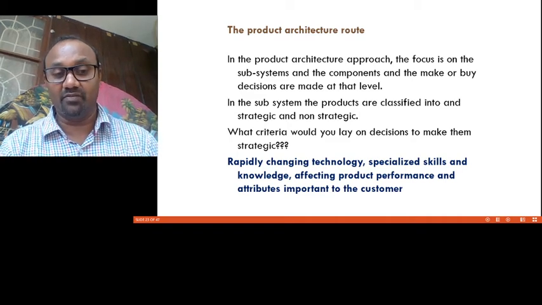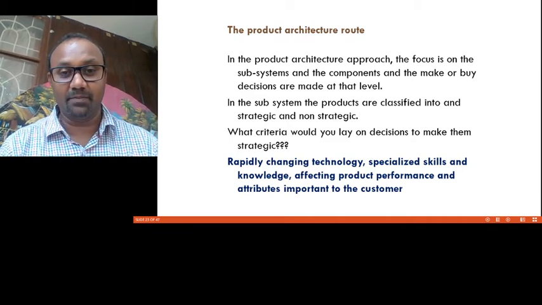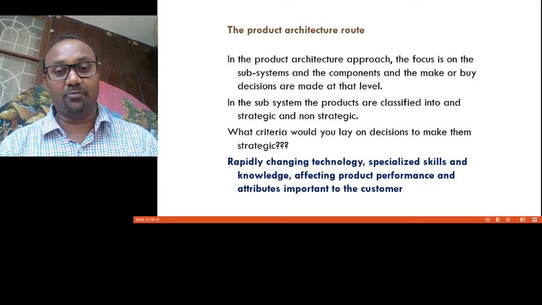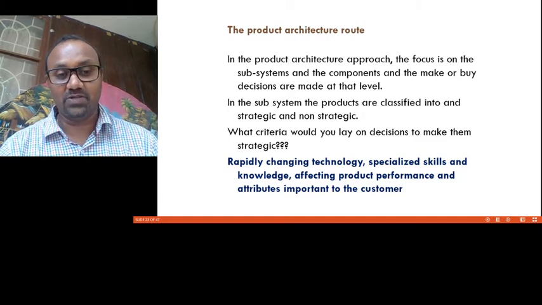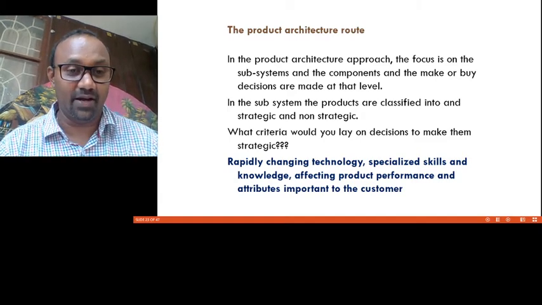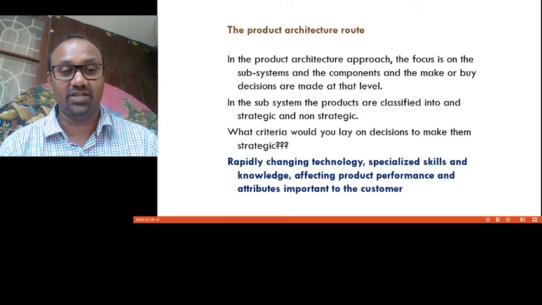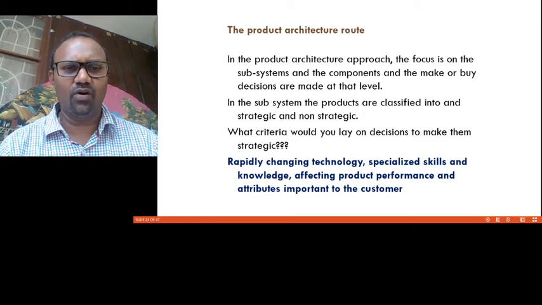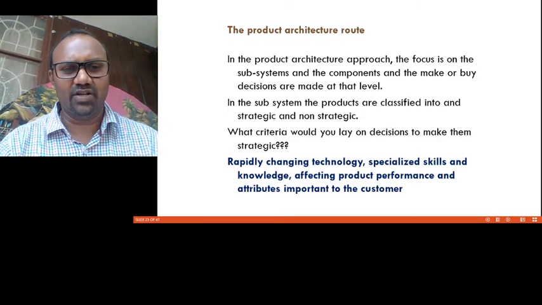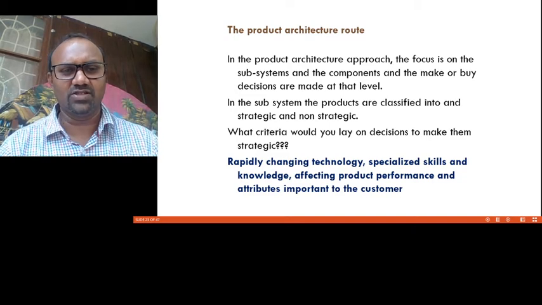So it's very important, when we take the business process route or the product architecture route, and then decide how we are going to go about this decision of make or buy, that we bear in mind that this is not a decision that you can change later in about 2 months or 3 months. You feel that this is not going fine, you want to change, or you want to resign the contract.